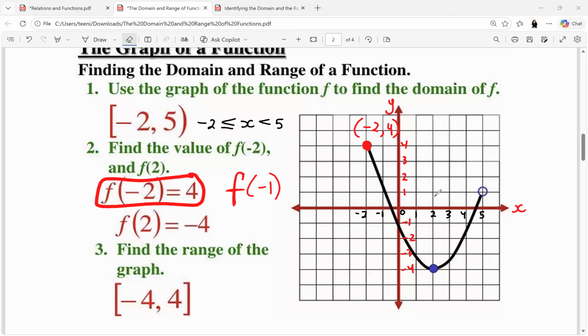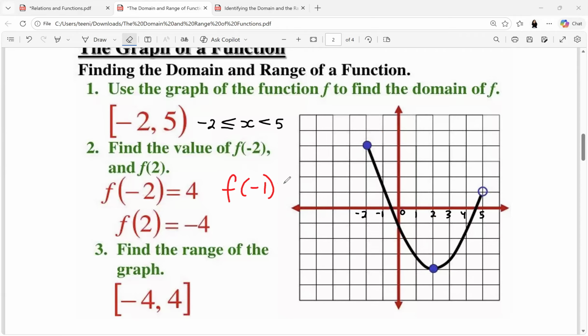Similarly, for f of 2, x is equal to 2 over here. So I read from there down to the graph to see what's the y coordinate that corresponds with when x is 2. And as you can see, the coordinates of that point are 2, negative 4. So therefore, f of 2 is equal to negative 4. So my question to you is, what will be f of negative 1?